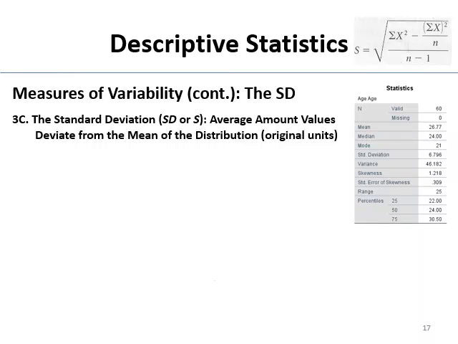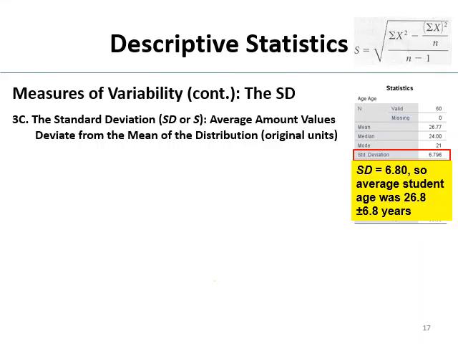So here's SPSS calculating it, and the standard deviation was 6.796. So that's about 6.8, right? So the average amount that scores deviated from the mean of 26.8 up there was about 6.8 years. That's what you would say.